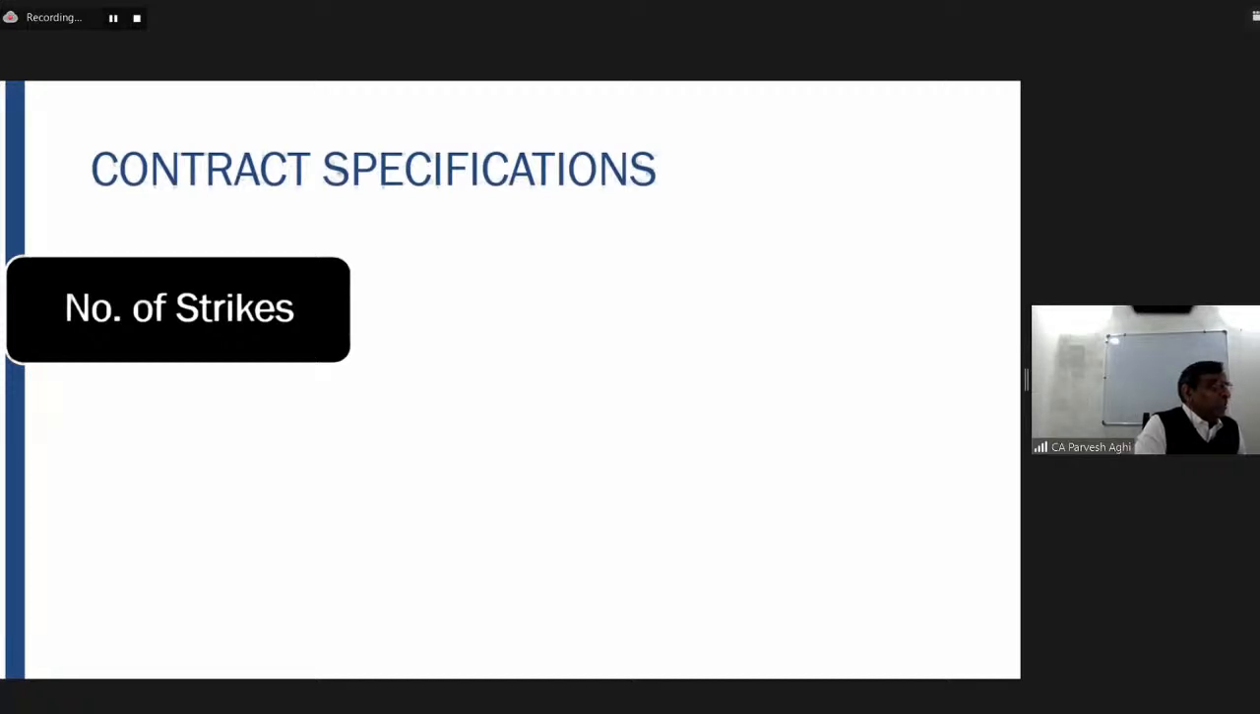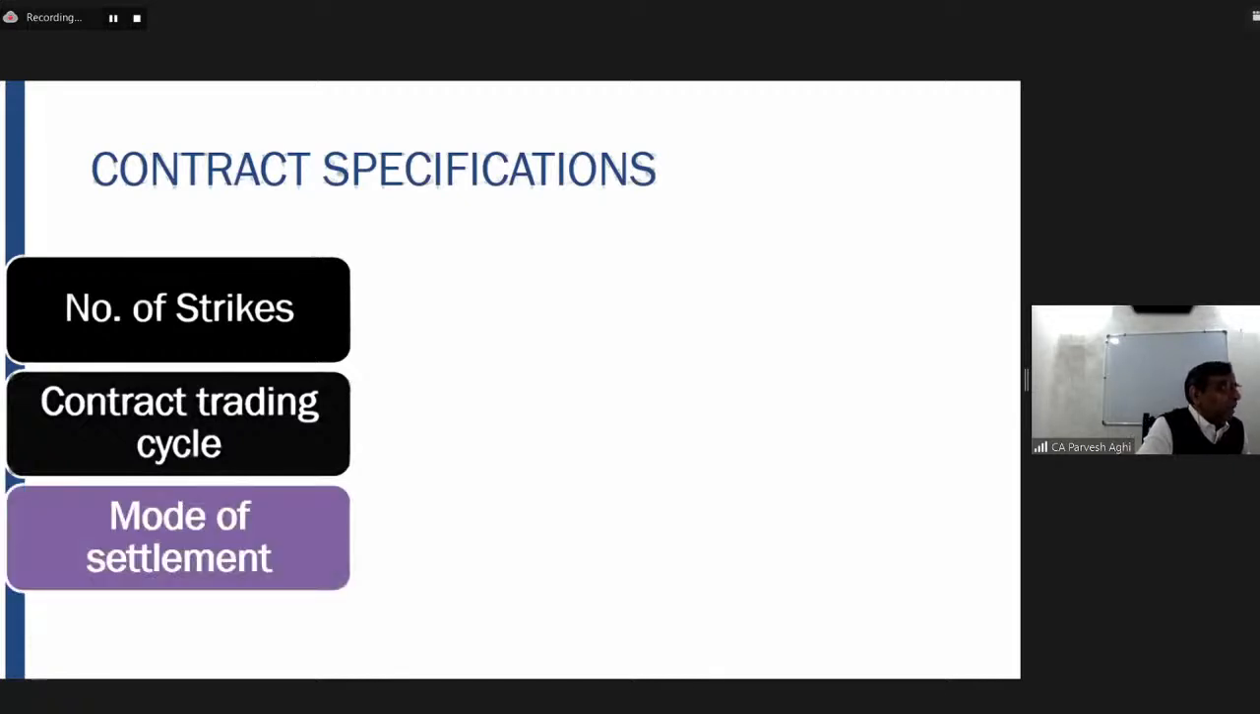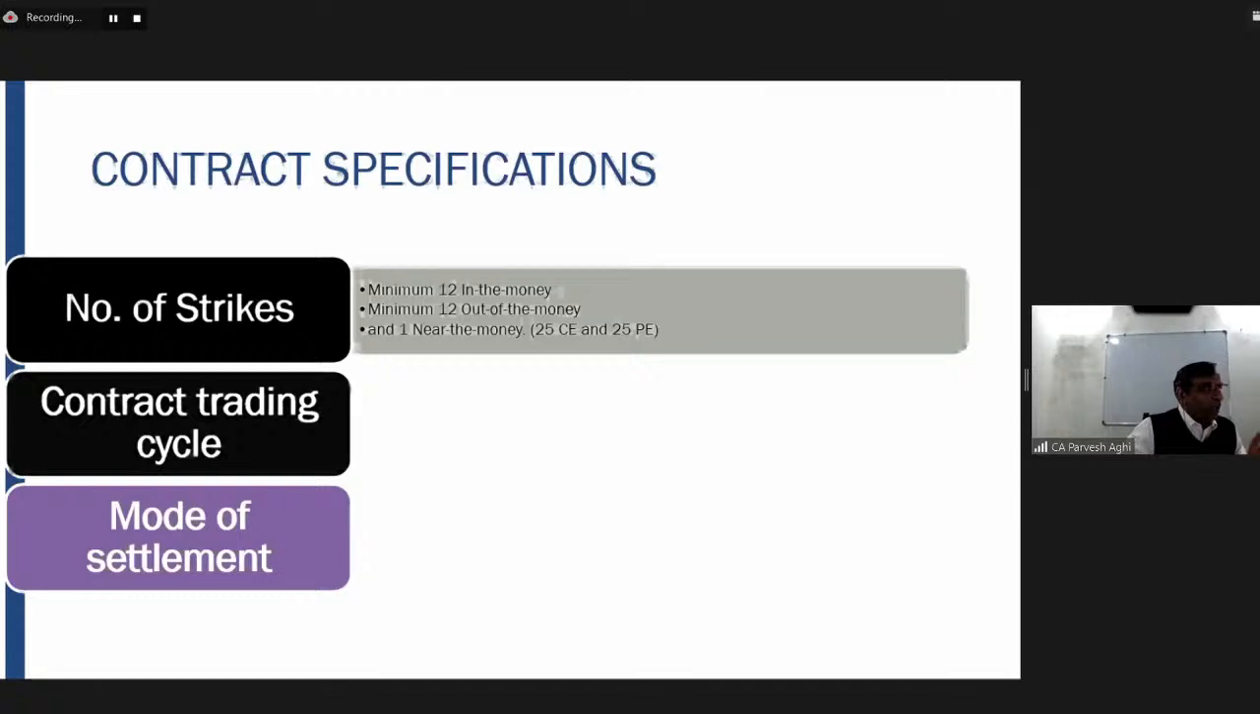So number of strikes, what are the number of strikes? Contract trading cycles. Here we are talking in respect to the Indian markets: how the mode of settlement takes place, what is the contract trading cycle and number of strikes. There are minimum 12 in the money and minimum 12 out of the money strike prices, and one at the money. So there are a total of 25 call options and 25 put options. The word E has been added because in India we have the European options. We'll talk about the European options later.